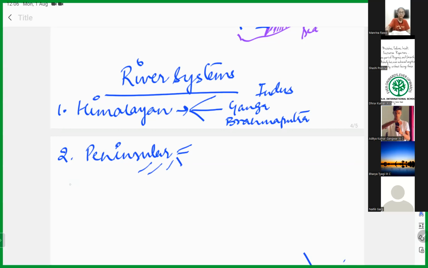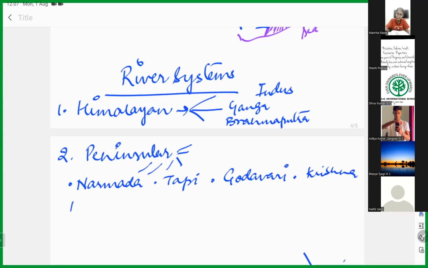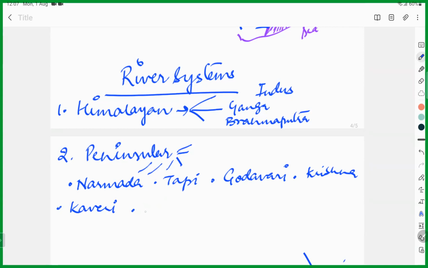Namely, we have Narmada, Tapi, Godavari, Krishna, Kaveri, and Mahanadi. Very good.